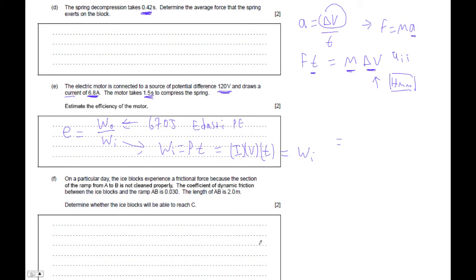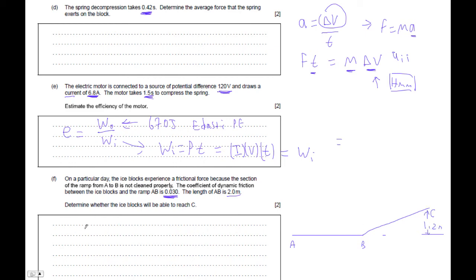Okay, so then part F. F says on a particular day, the ice blocks experience a frictional force because the section of the ramp A to B is not cleaned properly. Now it's a very low coefficient, but it's not 0, right? The length of AB is 2 meters. So here's this ramp here, right? So it's going to go whoosh, and then it's going to go like that. Here's A, B, C, right? And this is 1.2 meters, right?